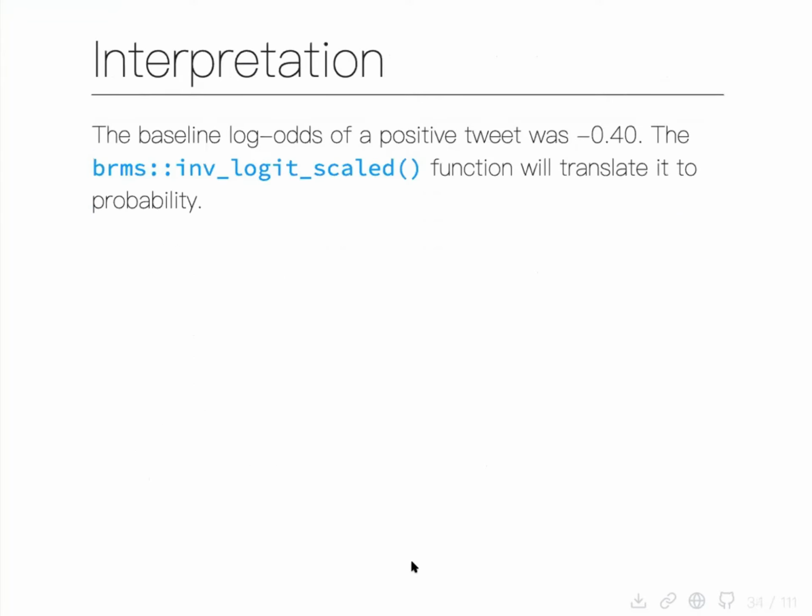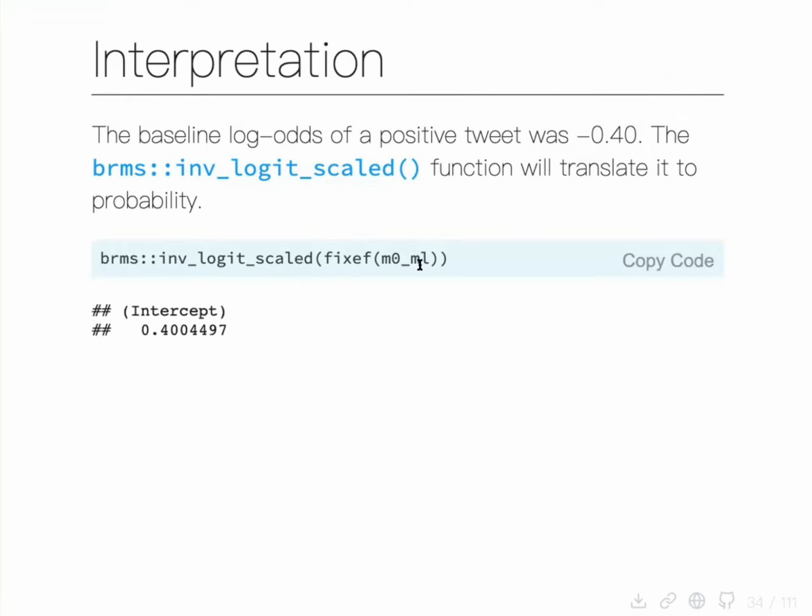Okay, so one thing we can do is brms has this function inv_logit_scaled, which you can change the scale of it. That's why it's scaled. But by default, it's just 0, 1, which is what we want. So we can use that function on these values to transform them from the log odds to probability. Okay, so if I do that, I can just say the fixed effect of m0_ml, and I get 0.40. Okay, so there's about a 40% chance baseline that a tweet is going to be positive if it has the hashtag BLM.